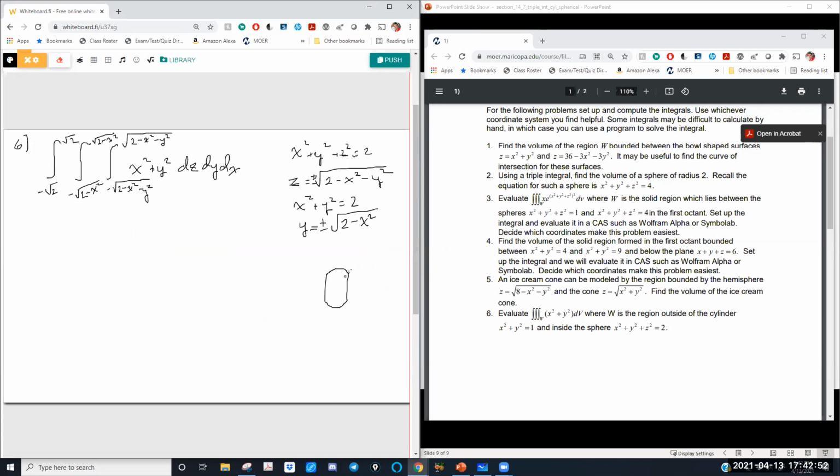Professor? Yes. So for the dx at the end, why don't we have the square root of 2 minus y squared? There's a couple of reasons for that. Number one is we can't have it. Our outside limits have to be constants, because otherwise we won't get a numerical value for our result.